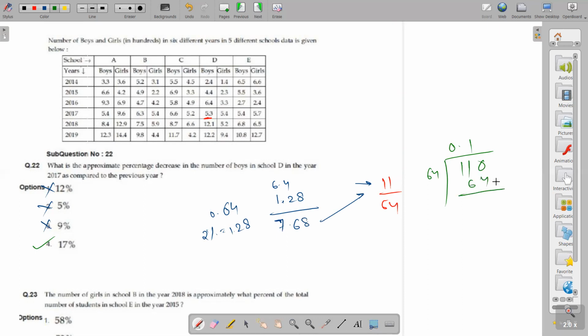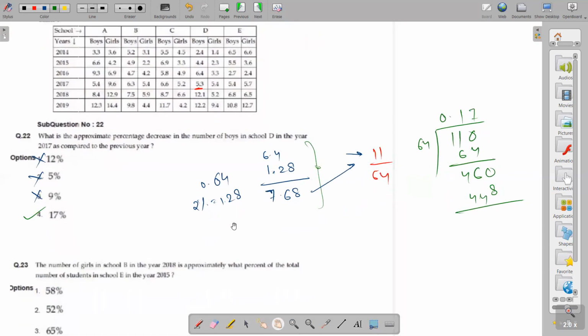You could have solved this like this: 1, 6, and 46. But the people who will be appearing for CET, I would say use this kind of approach. This will make the calculation much faster. And since CMAT is not a speed-based test, you can do this. 64 7s are over. 7 4s are 28. 6 7s are 42. 42 44. So 0.17, approximately 17%. Next question.